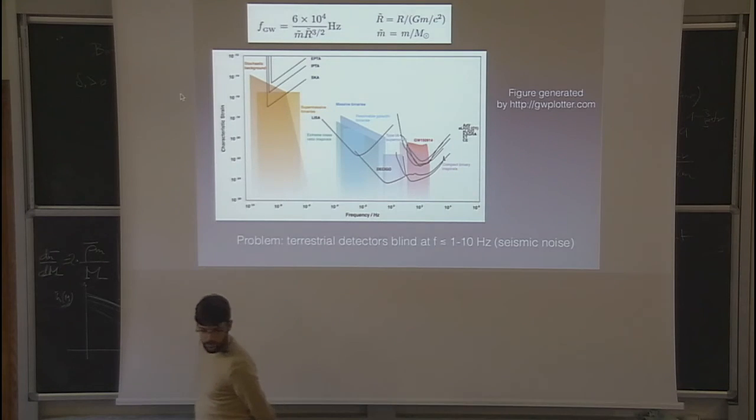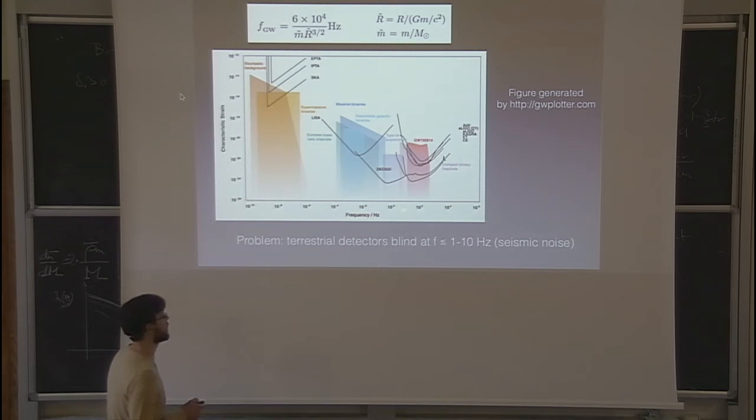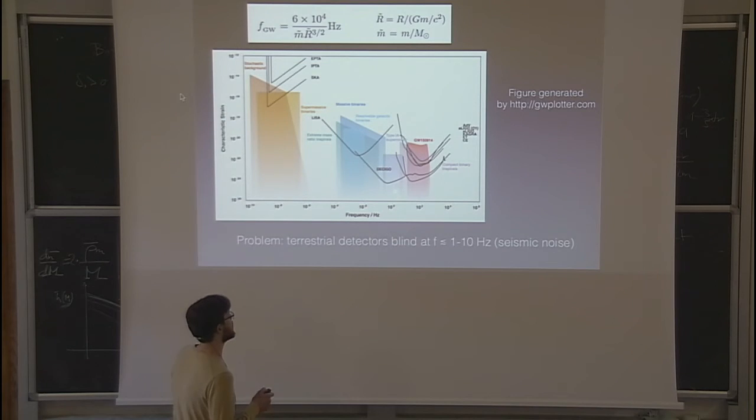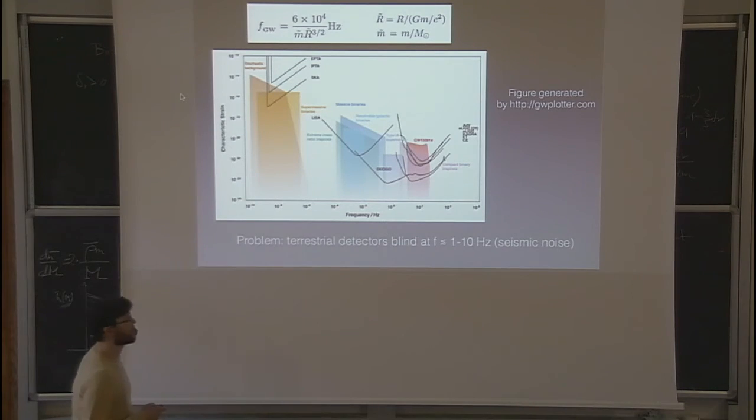So how do you see the gravitational wave signal from these black holes? Well, as I mentioned this morning, you can't do this on Earth. There is a barrier at frequencies of about a few hertz on the ground, which is due to seismic noise that prevents you from going to lower frequencies. So I talked about LISA this morning, a third generation detector.